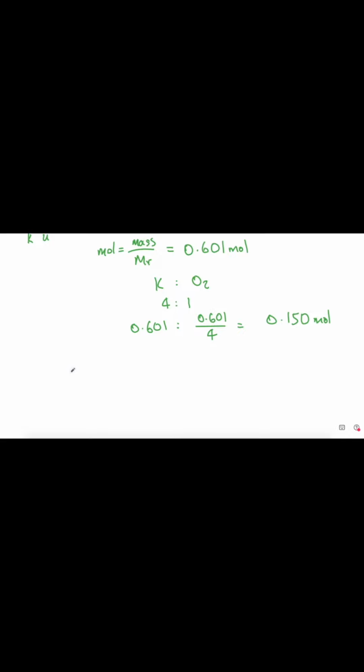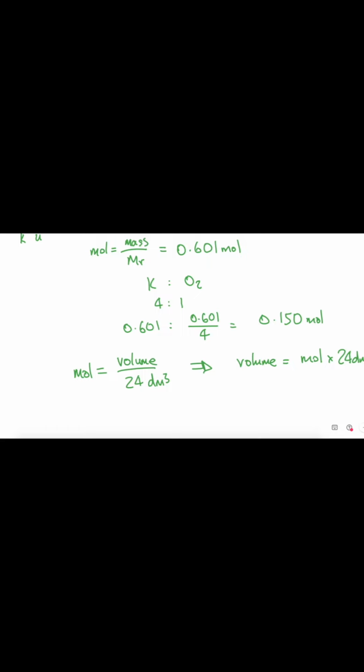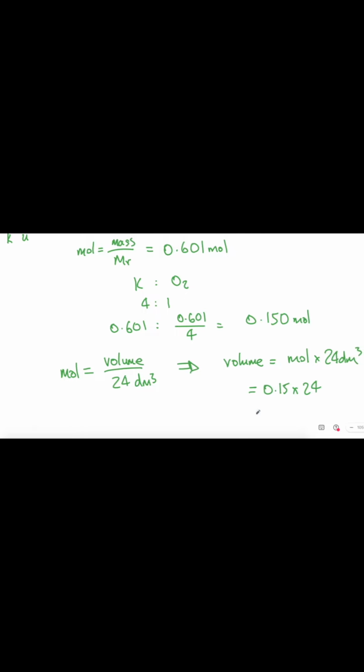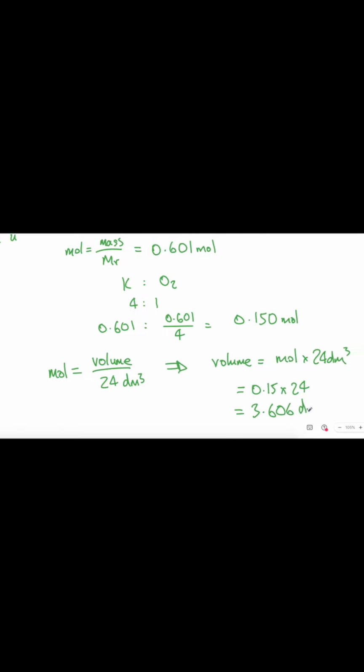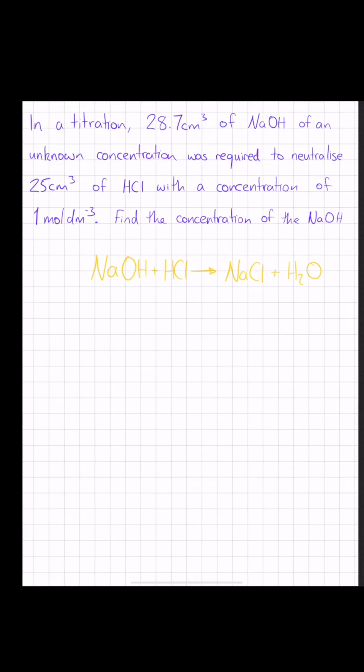This time, for step 3, we would use the second equation as we're trying to find out the volume of a gas. So if we rearrange that, we get volume is equal to moles times 24 dm cubed. So that's 0.15 times 24 dm cubed, which gives 3.606 dm cubed.